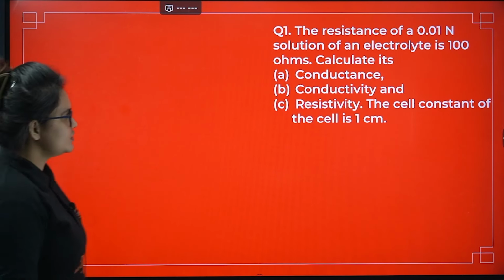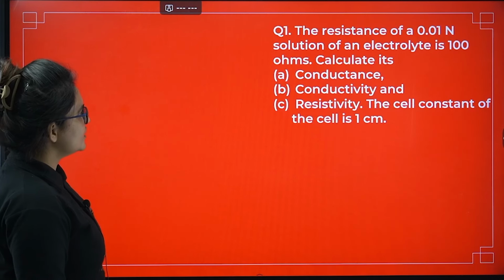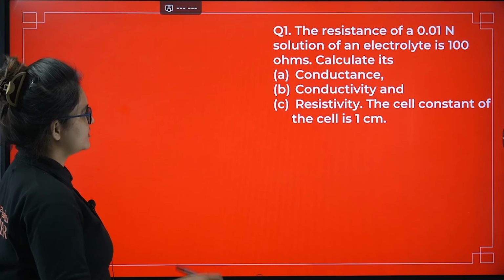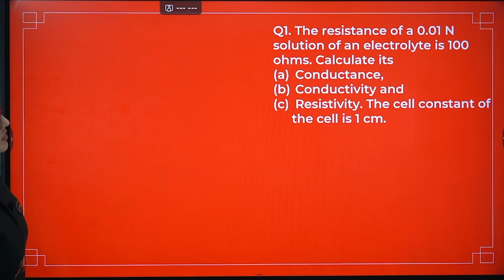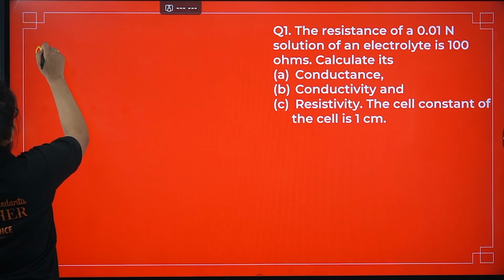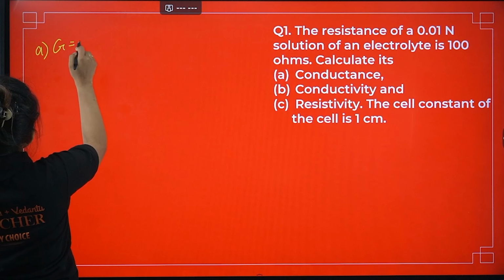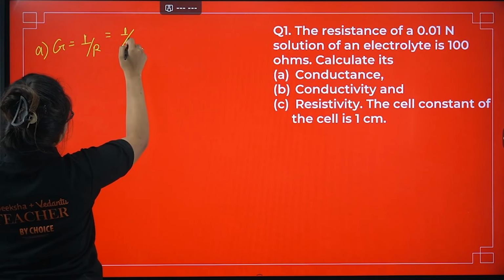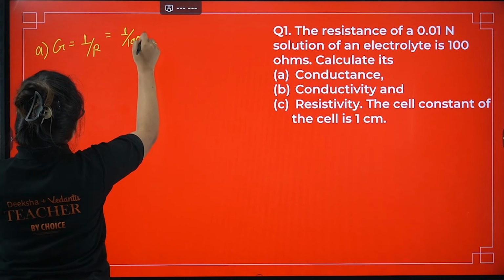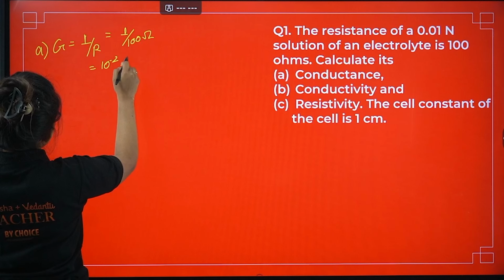The resistance of a 0.01 normal solution of an electrolyte is 100 ohms. Calculate the conductance, conductivity, resistivity. The cell constant is 1 centimeter. So let's go ahead. First we have to find out the conductance, that is G. G is basically 1 by R, we know. So from here we can directly get 1 by 100 ohm, which is 10 power minus 2 ohm inverse.